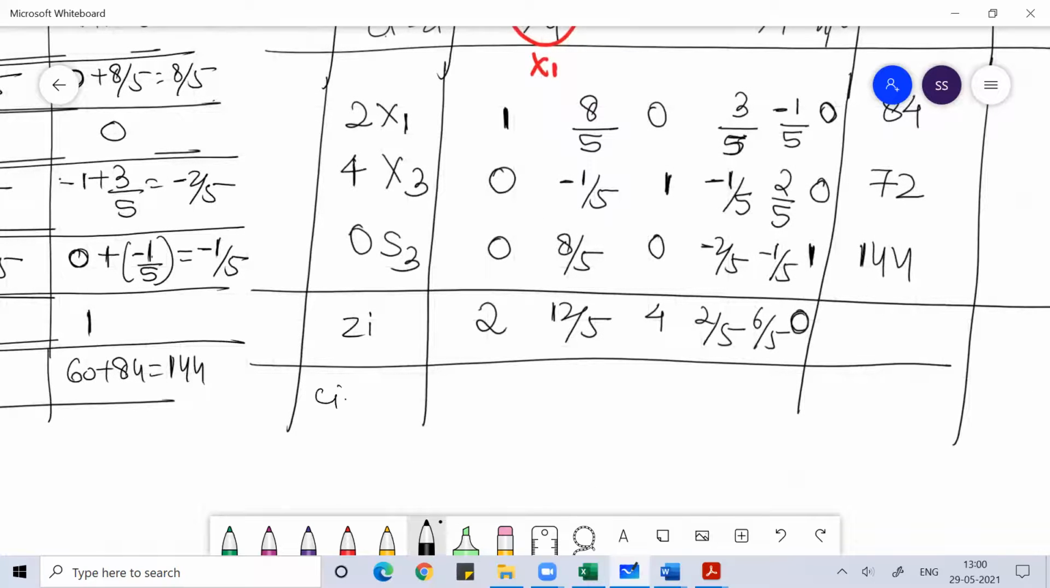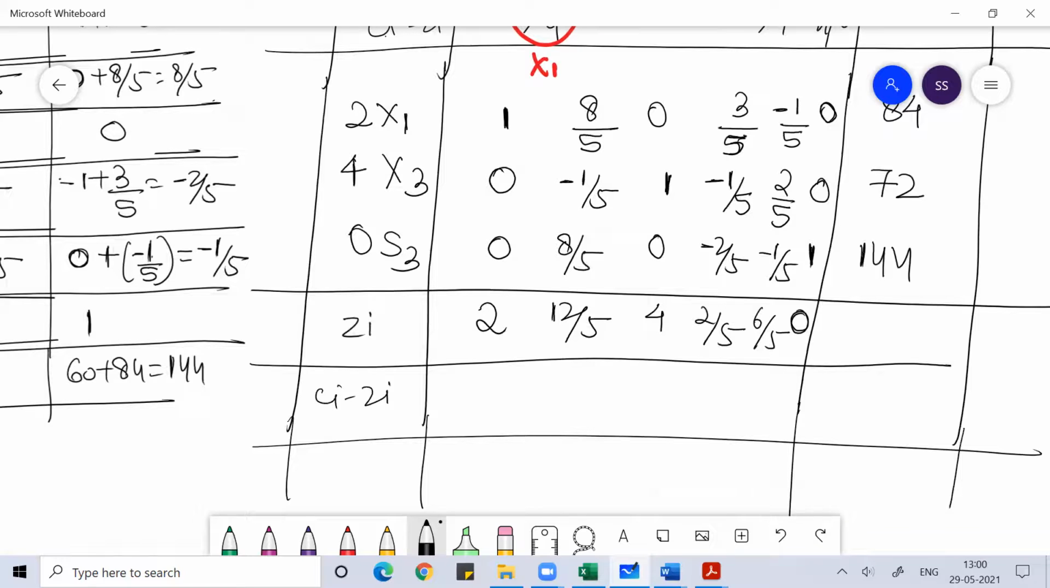Now I'll find Ci minus Zi. When you do the Ci minus Zi calculation, that is 2 minus 2, 0, 2 minus 12 by 5. This is minus 2 by 5. 4 minus 4, 0. Then this is minus 2 by 5, minus 6 by 5, 0. So if you notice, all your Ci minus Zi is negative here.